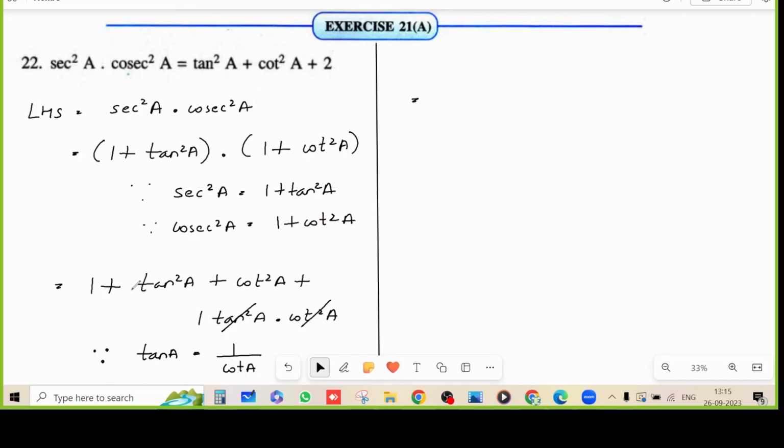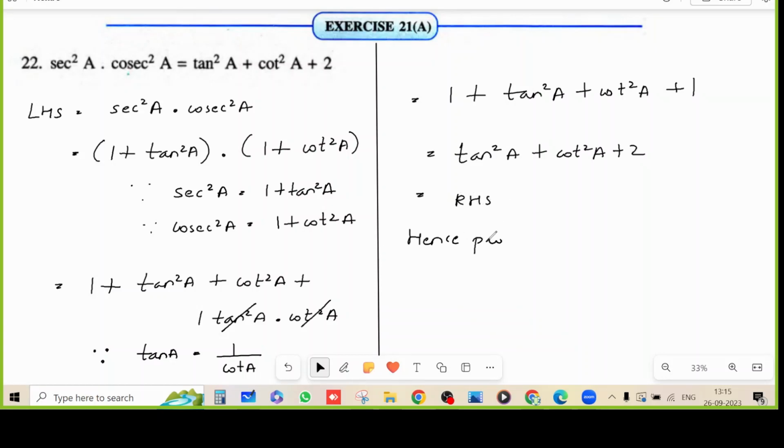So we are left here with 1 plus tan square A plus cot square A plus 1, which will become equal to tan square A plus cot square A plus 2, which is equal to the right hand side, and hence we have proved that the left hand side is equal to the right hand side.